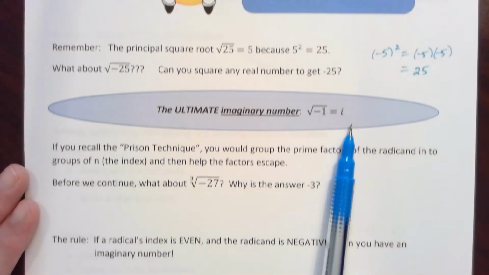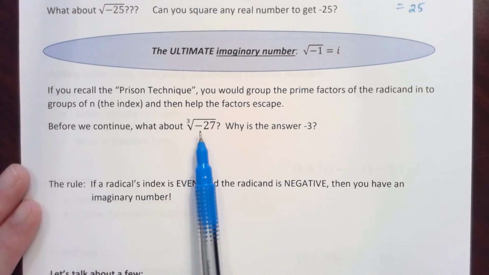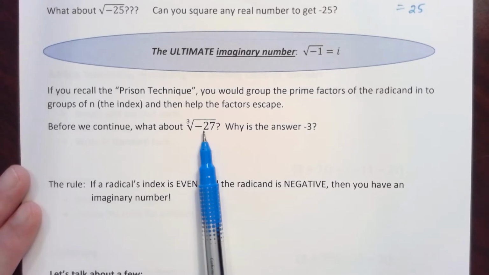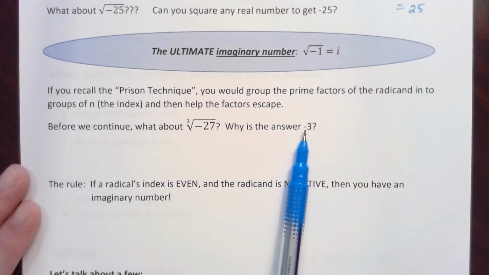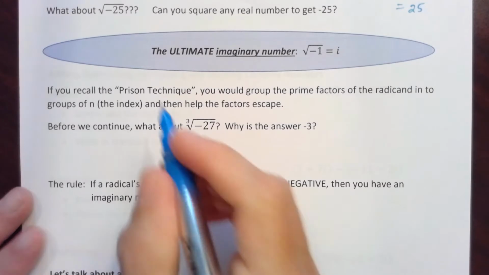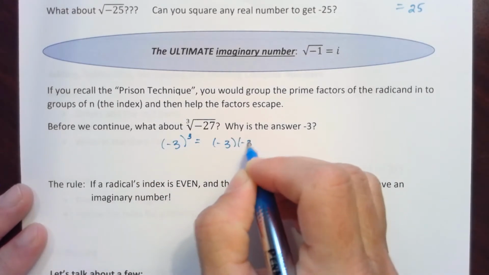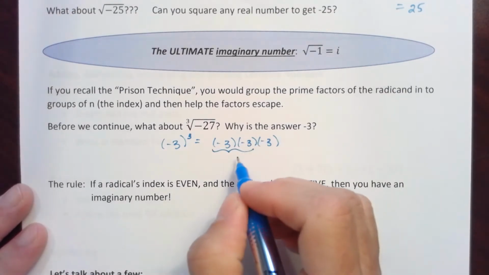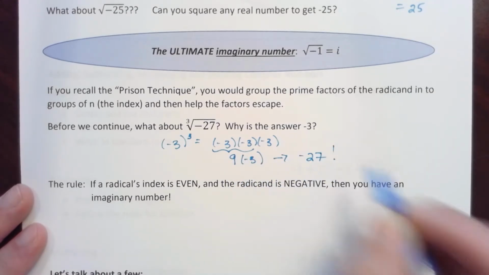Okay, so let's just jump right in and start talking about a few of these things. Before we go too far though, what about the cube root of negative 27? How is this different than the square root of negative 25? Why do we know that the answer to this one is negative 3? Well, if we were to take negative 3 and cube it, we would get negative 3 times negative 3 times negative 3. Negative 3 times negative 3 is a positive 9, and 9 times negative 3 is negative 27.